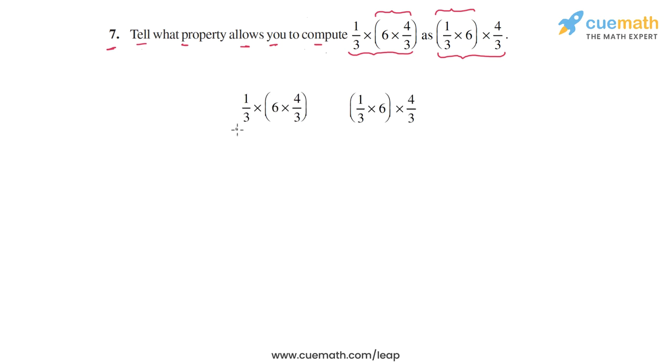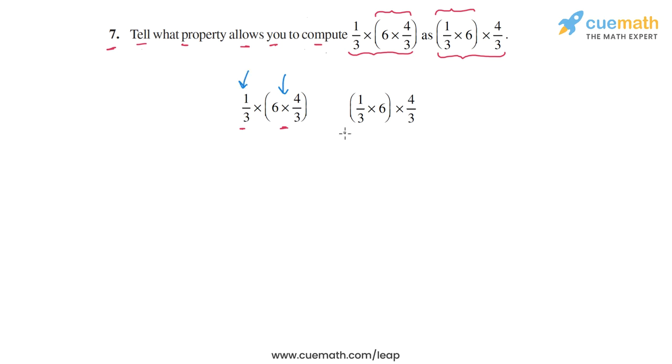The first expression is 1/3 × (6 × 4/3). To calculate this expression, you would first multiply 6 and 4/3. So you would first calculate the term inside the bracket, and then you would multiply it by 1/3.